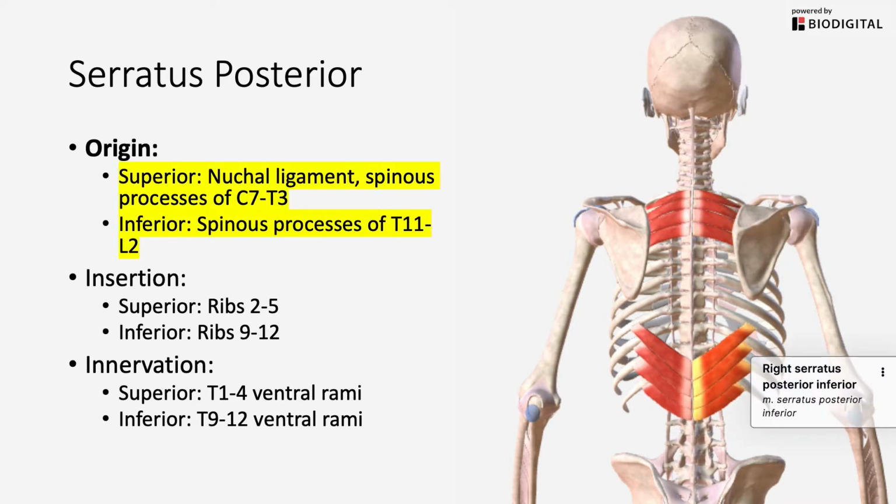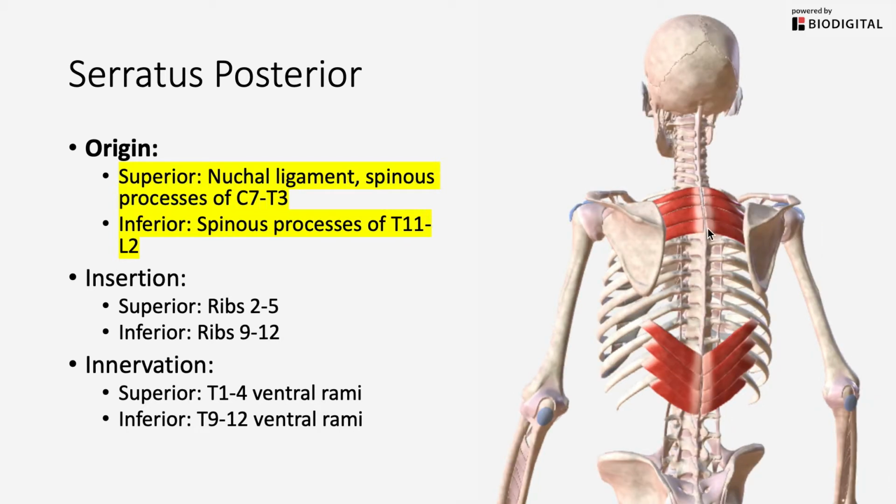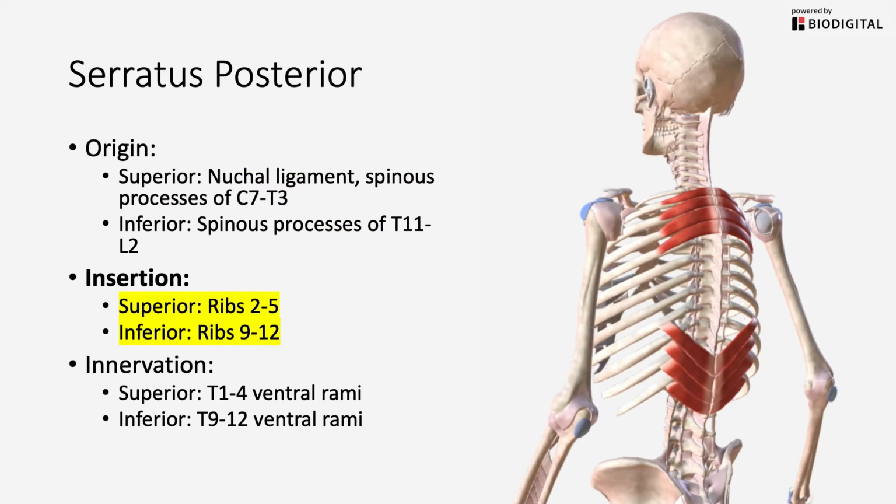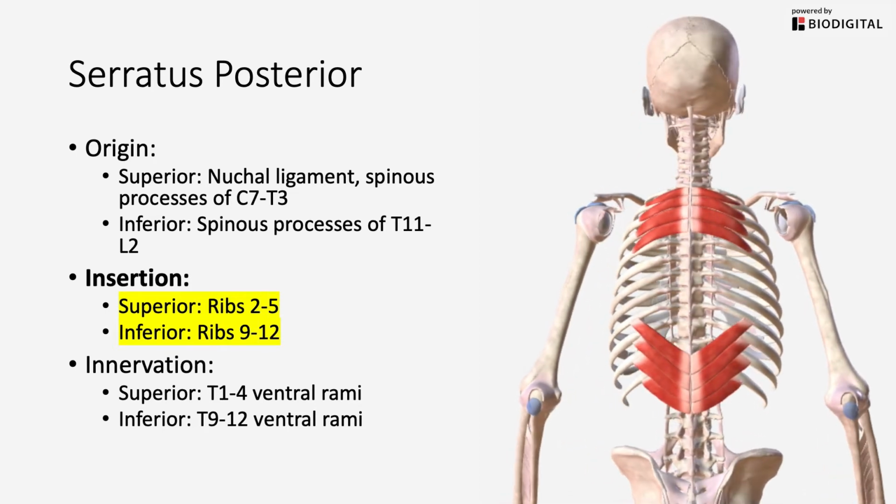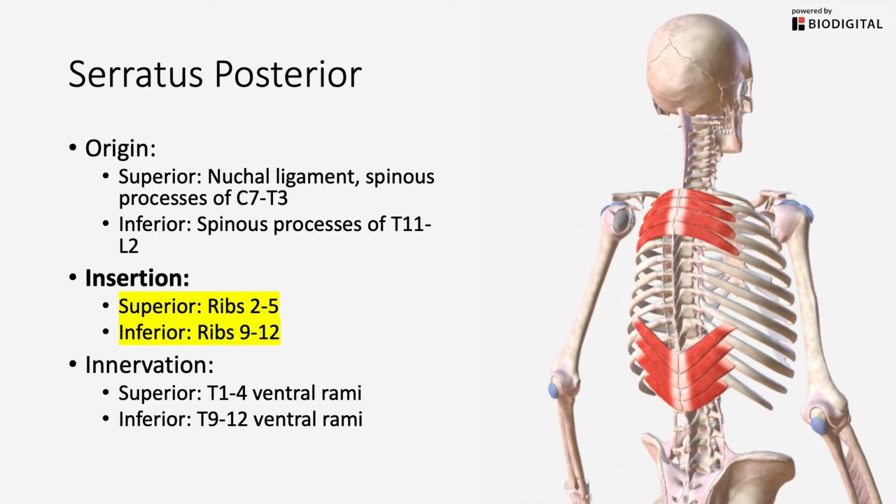The serratus posterior superior, its origin is on the nuchal ligament in the cervical spine region and C7 to T3 spinous process. The inferior originates at T11 to L2 spinous processes. Then it's going to insert to the ribs. So the superior portion inserts to ribs 2 through 5, and the inferior portion inserts through ribs 9 through 12, as you can see here on the model.